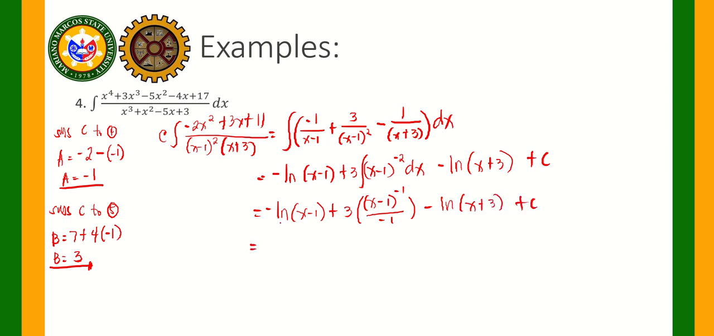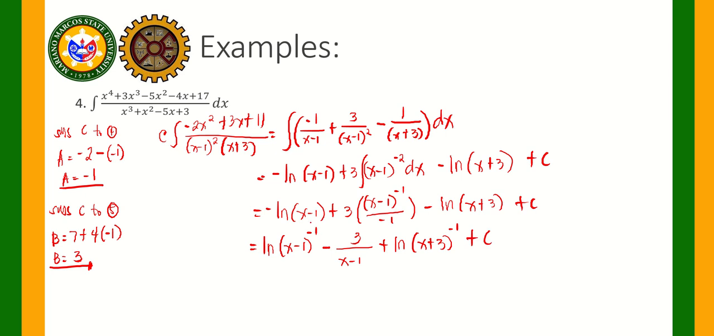So, simplifying further, pagsamahin natin yung dalawang ln natin. So, this will be equal to ln, simplify natin. So, this will be equal to ln of x minus 1 raised to negative 1, since negative 1 yung coefficient natin dito. And then, for this one, magiging negative 3 all over x minus 1. So, binaba ko lang siya since negative yung exponent niya. Pag binaba mo siya, magiging positive yung exponent. And for this one, ln of x plus 3 raised to negative 1 and then plus c.